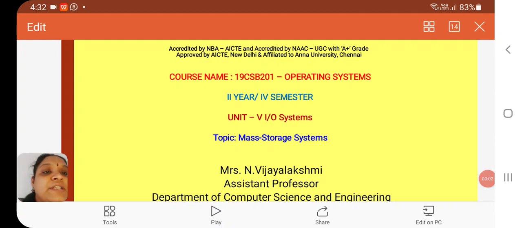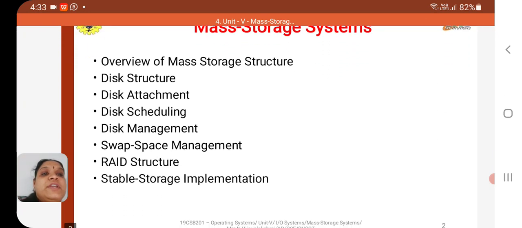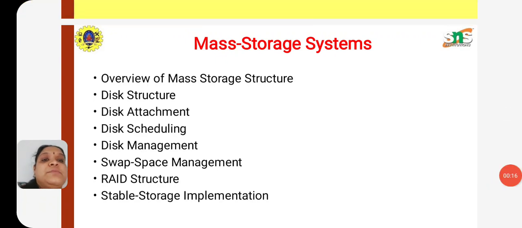So, in today's video, I'm going to discuss the topic called mass storage system, which comes under the input-output system in Unit 5 of OS. Here is the overview of mass storage system. We are going to see about the disk structure, disk attachment, disk scheduling, disk management, swap space management, RAID structure, and stable storage implementation. These topics are very important in the 5th unit. We can expect questions from these topics.